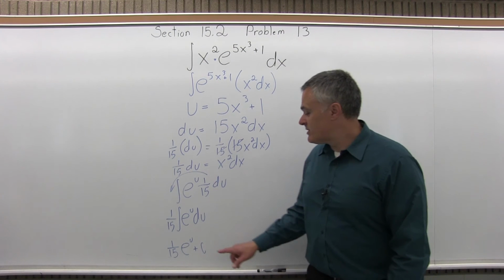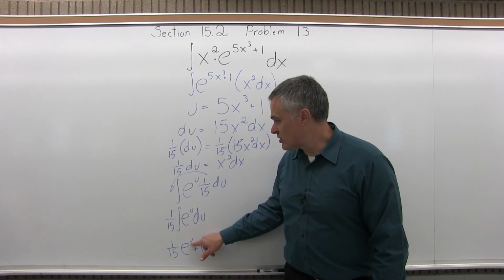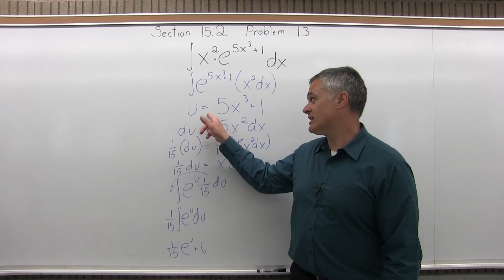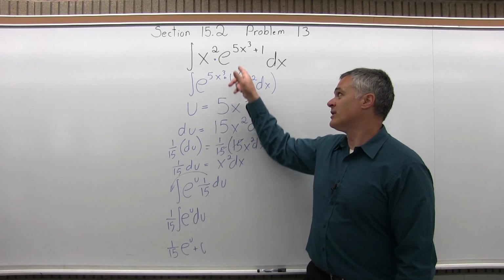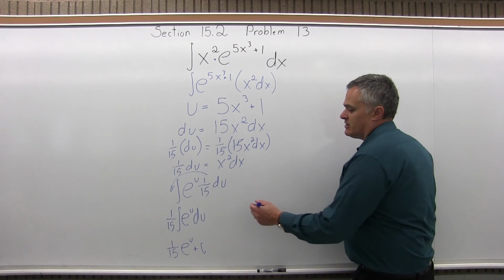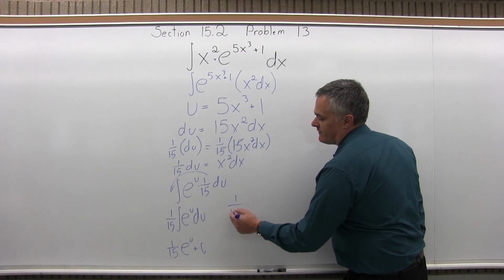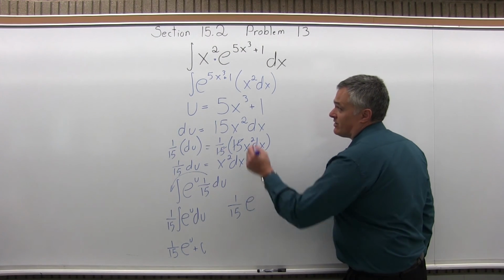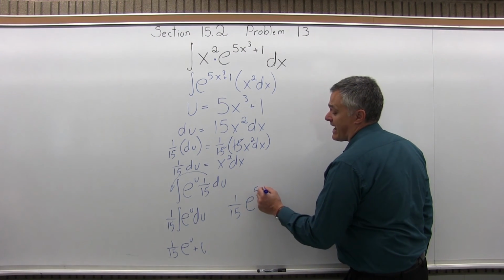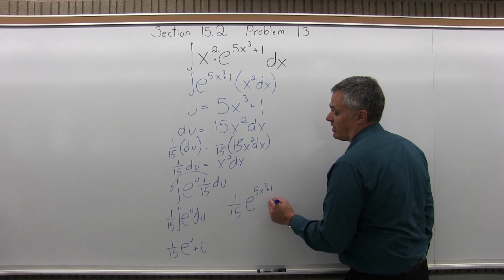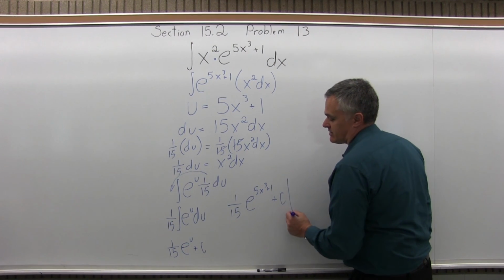To finish the problem to the end, I can't leave the answer in terms of the new variable that I substituted in. I have to put it back to the original variable, which in this problem is x. So my final answer would be 1/15 e to the 5x cubed plus 1 exponent, and then plus a constant.